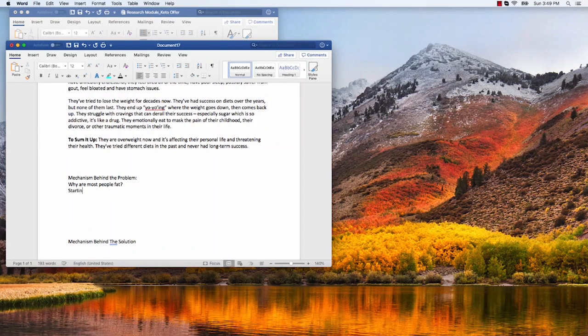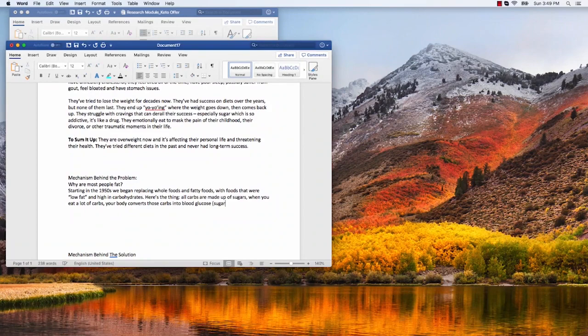But let's try it. Starting in the 1950s, we began replacing whole foods and fatty foods with foods that were low fat and high in carbohydrates. That's some of the case. Here's the thing: carbs are made up of sugars. When you eat a lot of carbs, your body converts those carbs into blood glucose, sugar. So in other words, you're probably addicted to sugar. When you're overweight, you're addicted to sugar, whether you realize it or not.